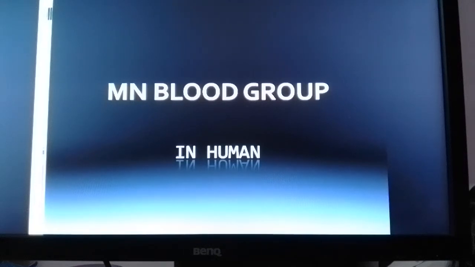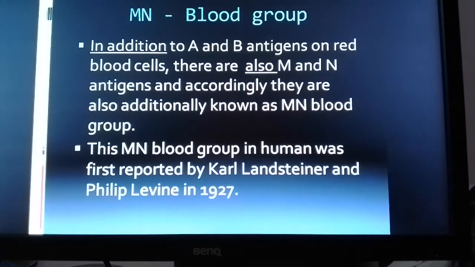Here we have to discuss about the MN blood group in humans. You may be knowing there is the ABO blood group, the Rh blood group, and in addition to this there are M antigen and N antigen on the red blood cells of human blood.